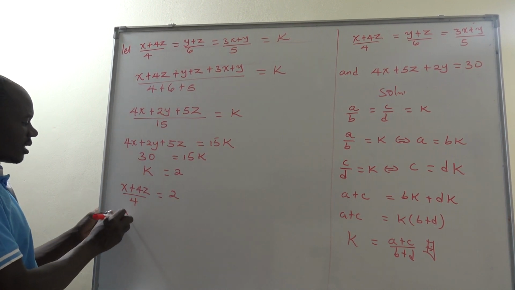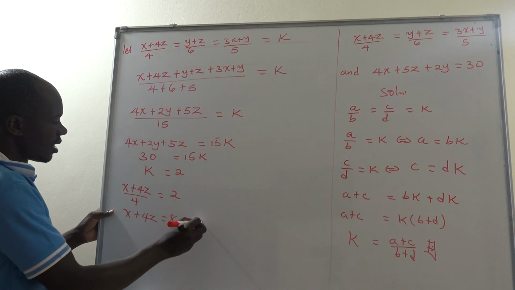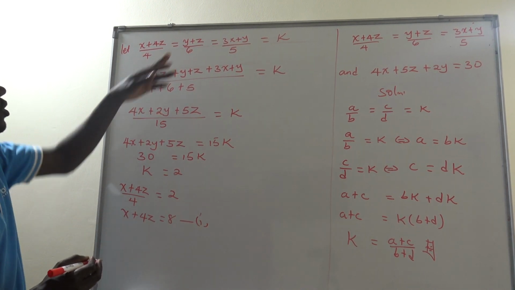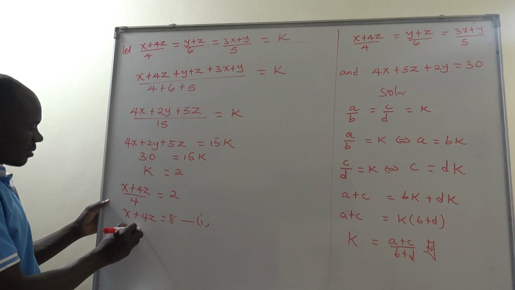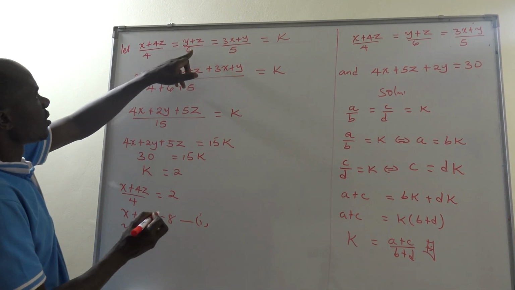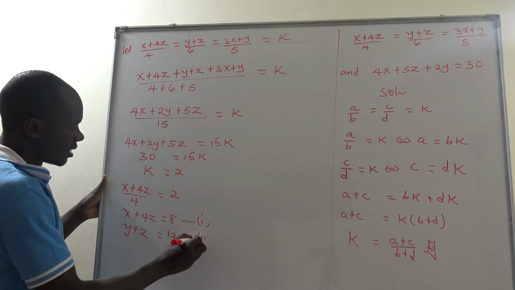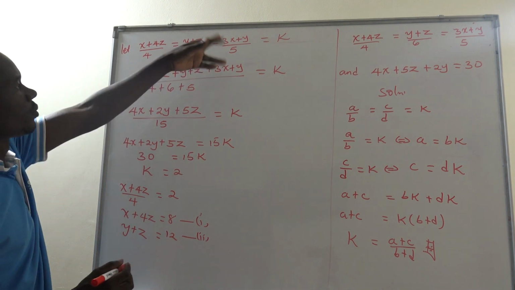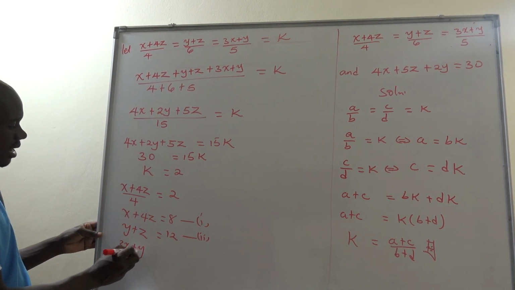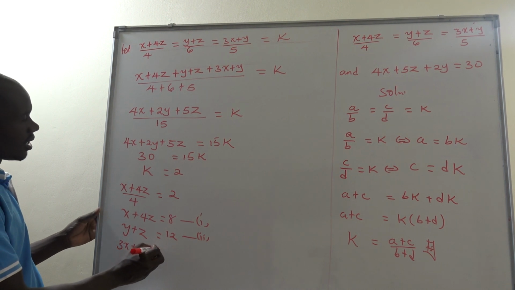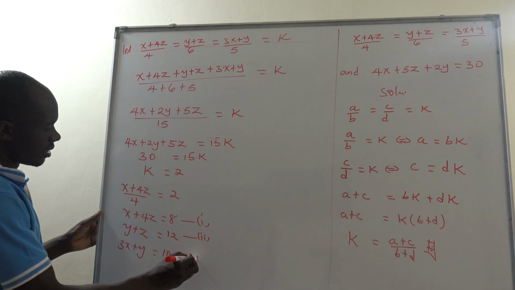Cross multiply, we are getting x plus 4z equals 8. I said this is the first equation. We also come to another one. It is going to be y plus z equals, we're going to say 6 times 2 equals 12. This is the second equation. We also come to another one, 3x plus y equals 10. This is also the third.